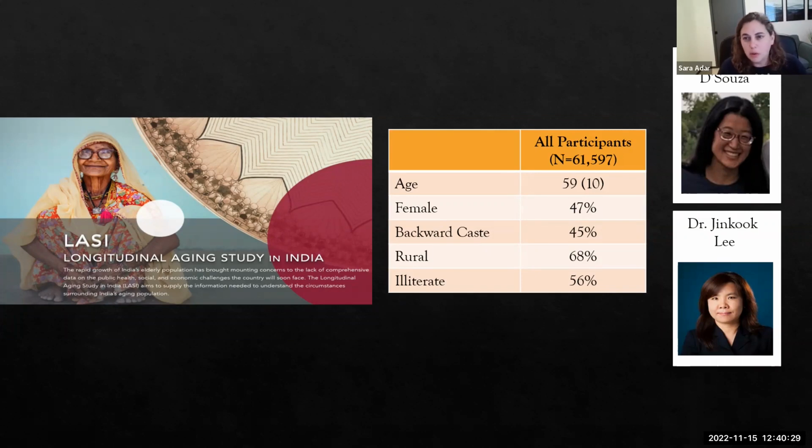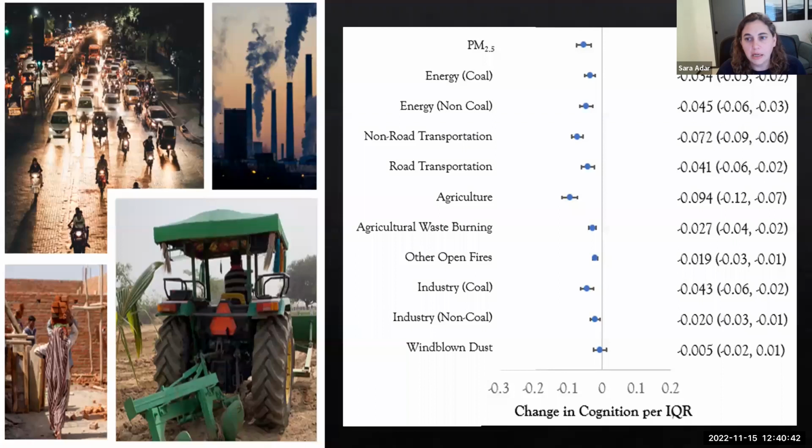So these are analyses that were run by Jen D'Souza, who's also in my group, in collaboration with our colleague, Jin Cookley. Again, this is a pretty big cohort. So it was about 62,000 folks that we had data that we could look at. Again, this is a single pollutant model, but this is now cognition or cognitive performance.